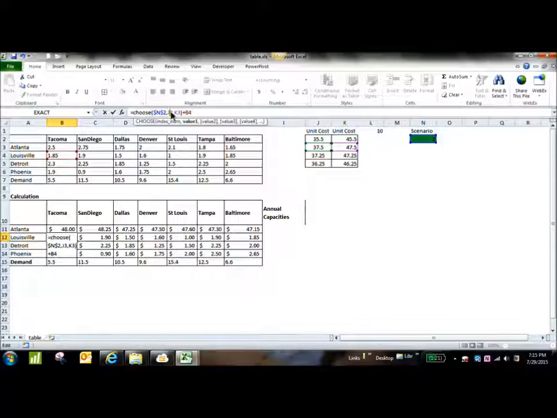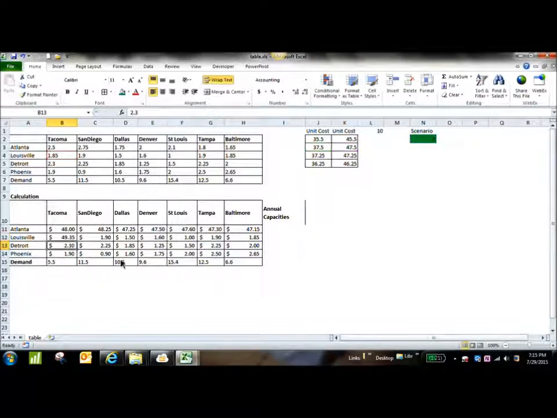I have to make sure that these are absolute values. And I can just hit F4 and hit enter. And here you go. I can drag this forward again. If I change this to 1, look at all these values, how they're going to change, all of them.